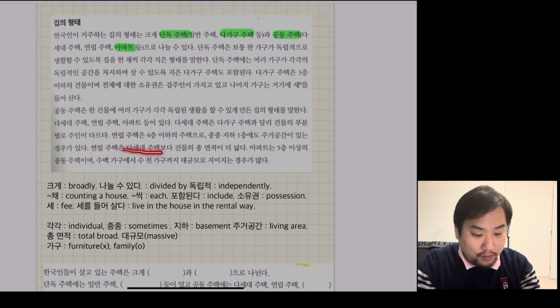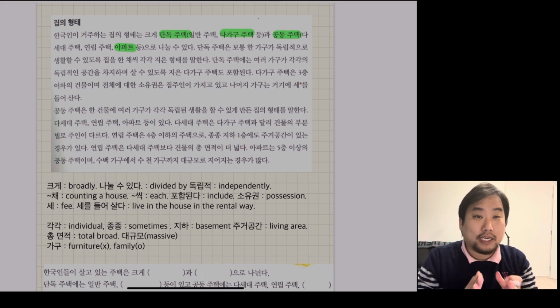연립주택은 다세대 주택보다 건물의 총 면적이 더 넓다. So 총 면적 is total broad. 이 더 넓다. 넓다 is broad.